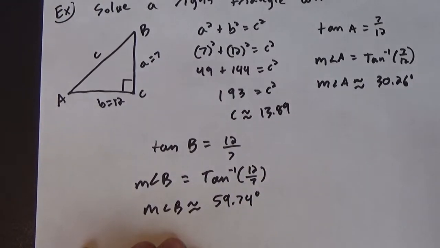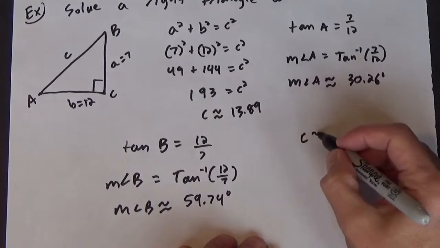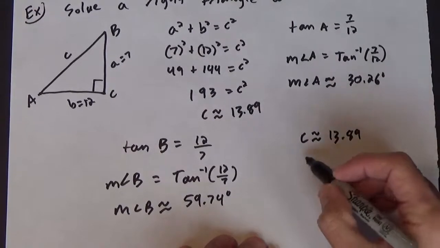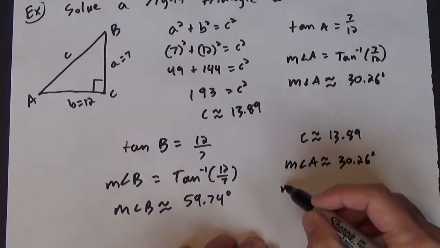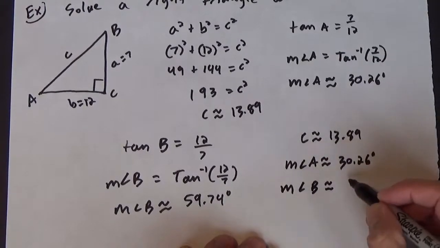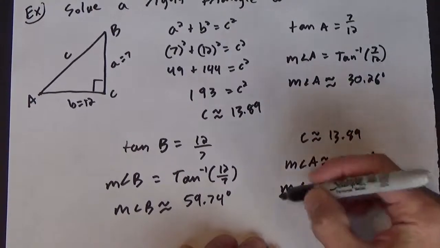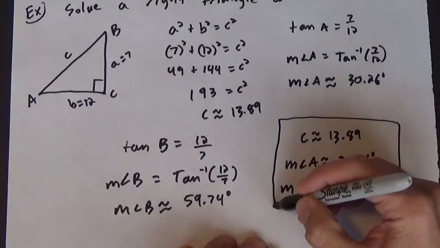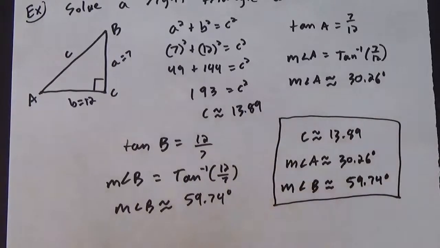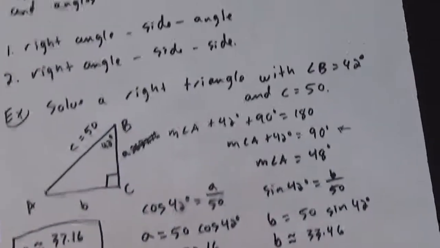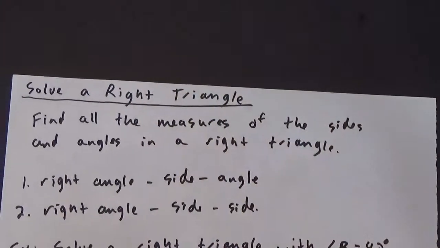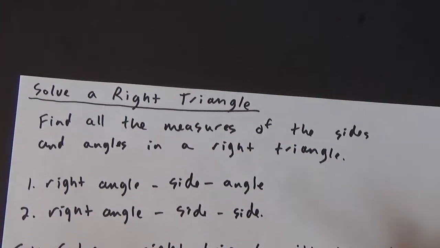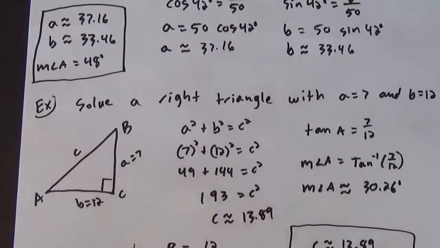Good. Okay, let's write everything out. So C is approximately 13.89. The measure of angle A is approximately 30.26 degrees, and the measure of angle B is approximately 59.74 degrees, and we'll put a nice box around that. Okay, so there are two examples of solving a right triangle. Again, when you're solving a right triangle, you're basically given three pieces of information. One of them, of course, is always the right angle. And then you just have to find the other three parts, and that just depends on what you're given.